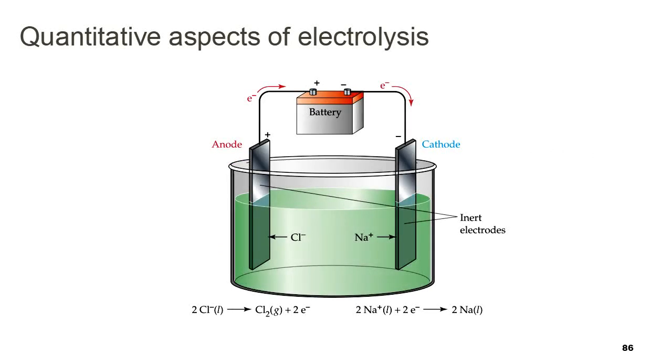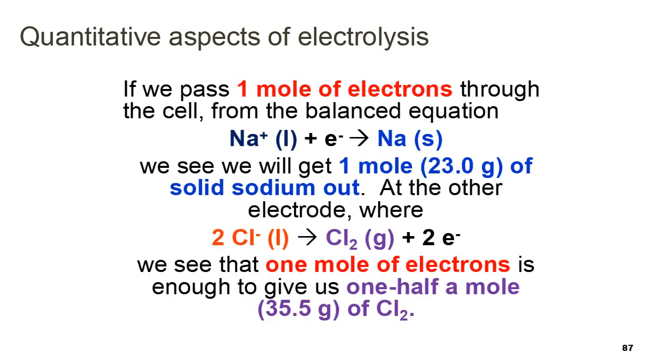Consider the quantitative aspects of electrolysis. Please observe how the chemical decomposition reaction is produced by passing an electric current through a solution containing sodium and chloride ions. If we pass 1 mole of electrons through the cell, we will get 1 mole, or 23 grams, of solid sodium. At the other electrode, where chloride ions are oxidized to chlorine gas, 1 mole of electrons is enough to give us 1/2 mole, or 35.5 grams, of chlorine gas.